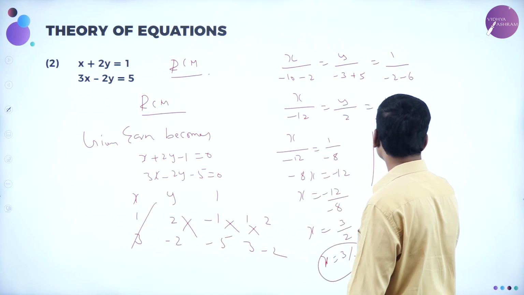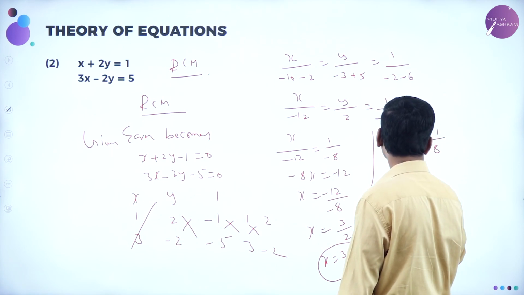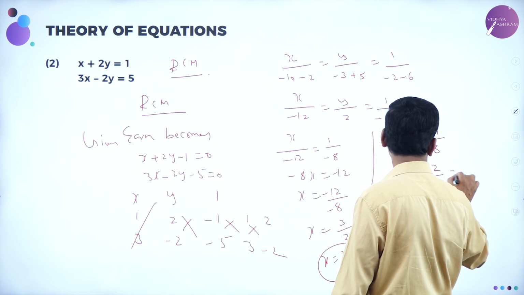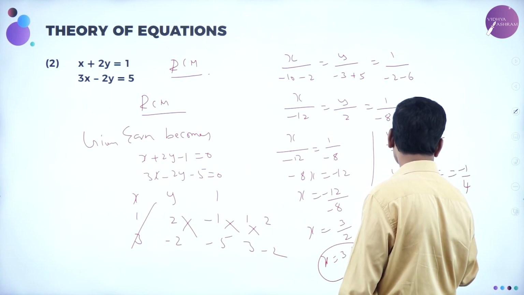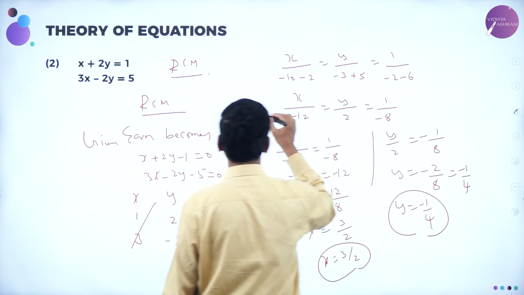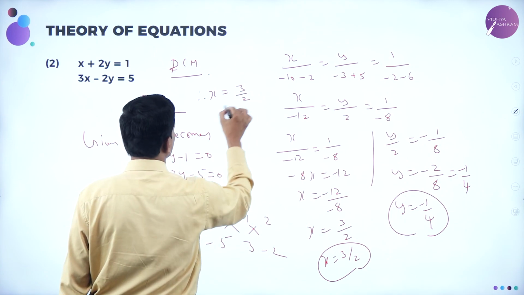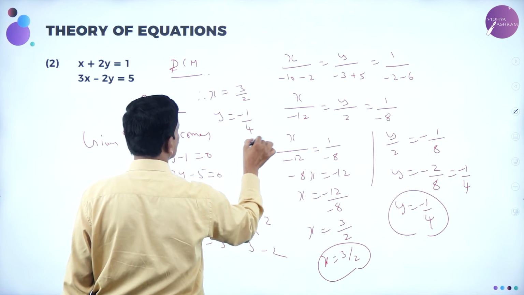And similarly second and last, y by 2 is equal to minus 1 by 8. So y is equal to minus 2 by 8, which is minus 1 by 4. Y is equal to minus 1 by 4. So therefore the values of x and y are x is equal to 3 by 2 and y is equal to minus 1 by 4.